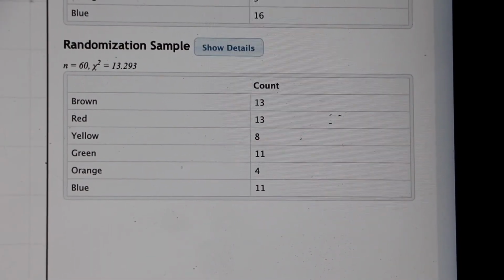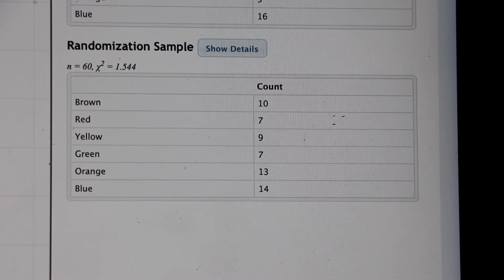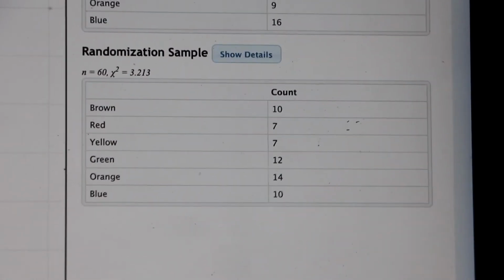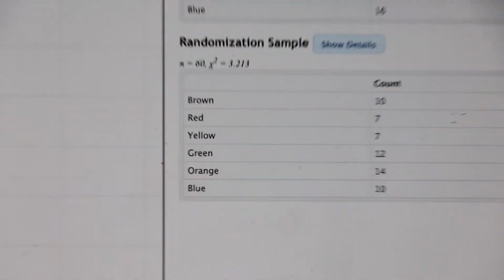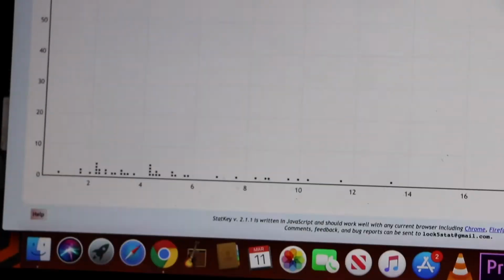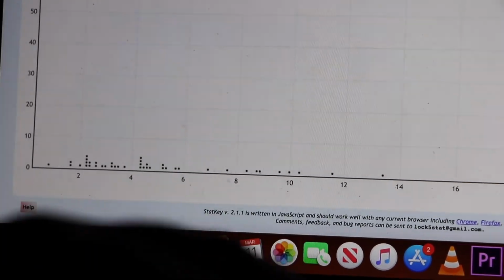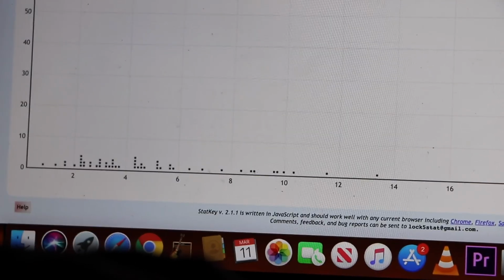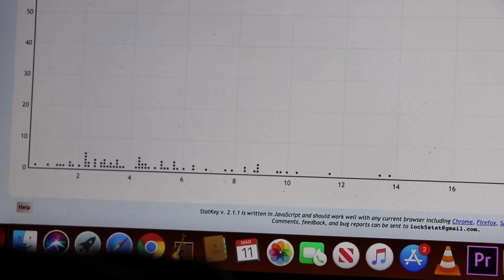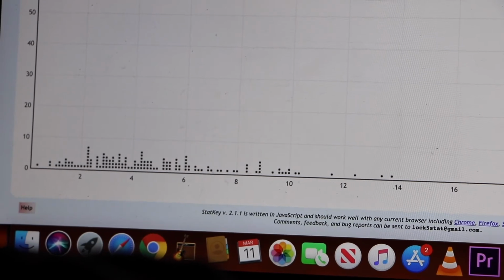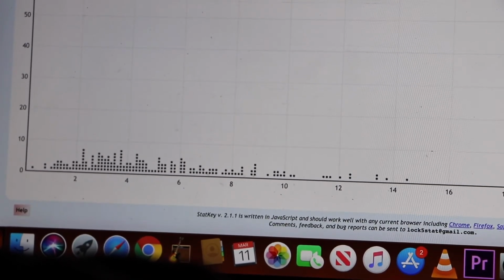This is really exciting. Okay, here's the big reveal. Check it. Here's a dot plot of all those chi-squared values. I'll generate 10 more now. 10 more, 10 more, 10 more. I know some of you are like, oh, it's going to be a normal curve.